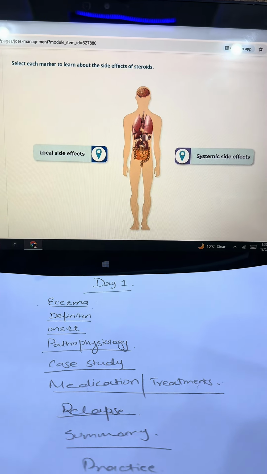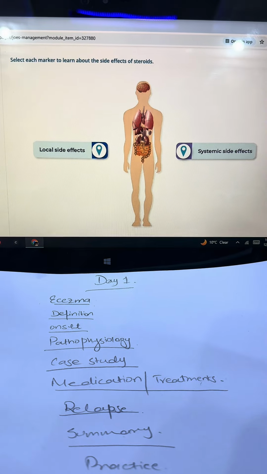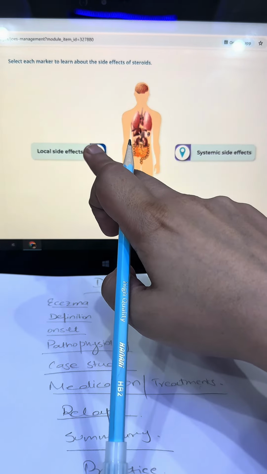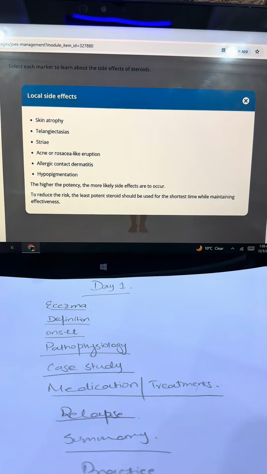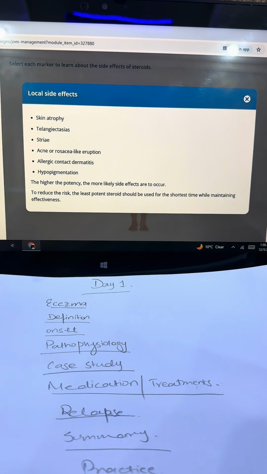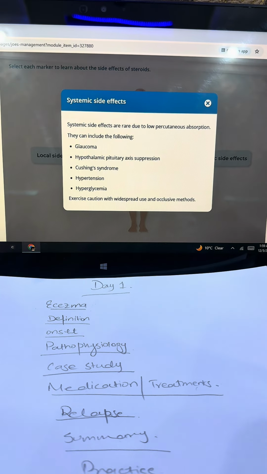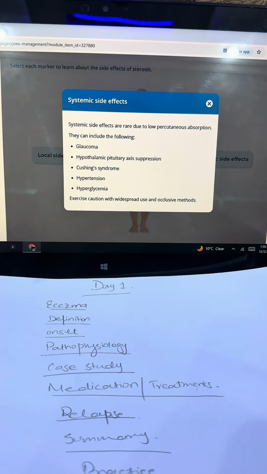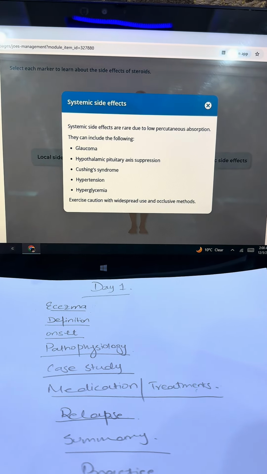While using corticosteroids, whether steroidal emollients, creams, or oral, there may be local and systemic side effects. Local side effects include skin atrophy, striae, acne or rosacea, and hyperpigmentation. Systemic side effects include glaucoma, Cushing syndrome, hypertension, hyperglycemia, excessive weight loss, and telangiectasia.